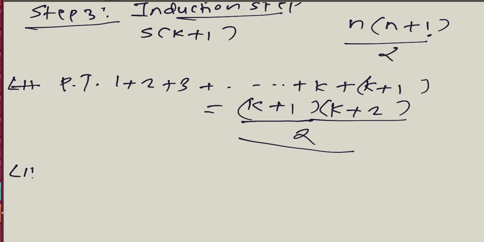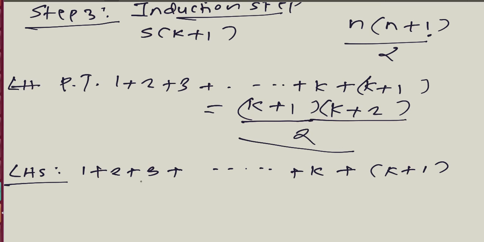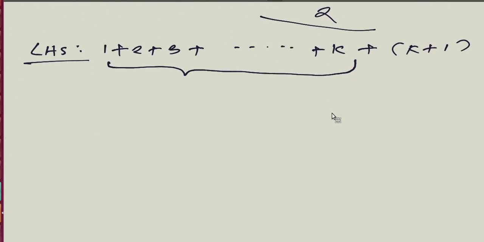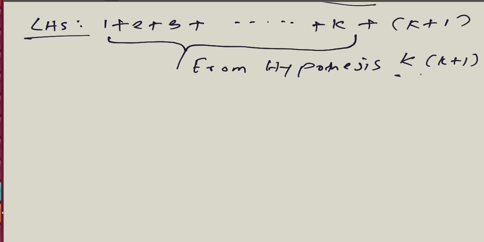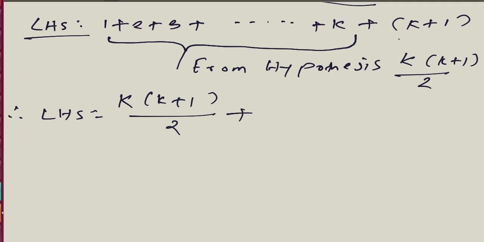So let's write the LHS. In the LHS we have 1 plus 2 plus 3 plus up to k, plus this k plus 1. But in the induction hypothesis we assume that the theorem is true for the first k natural numbers, so this sum is equal to k into k plus 1 by 2. Let's substitute this here from the hypothesis. Therefore LHS becomes k into k plus 1 by 2 plus this k plus 1.